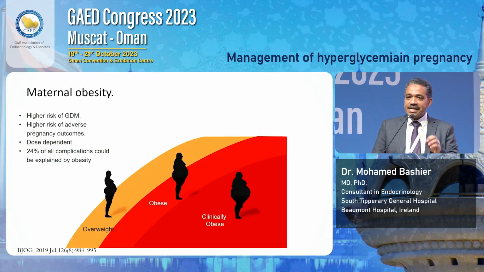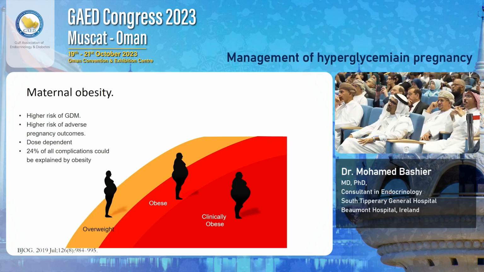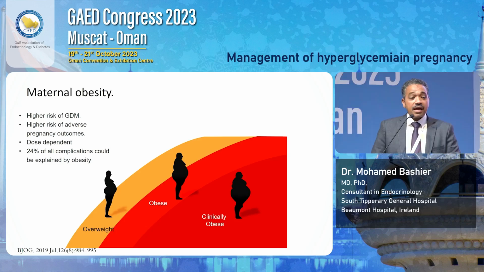So maternal obesity is the single biggest risk factor that increases the risk of gestational diabetes. And it actually increases the risk of all adverse pregnancy outcomes in a dose-dependent fashion. The higher the BMI, the higher the rates of complications. And a recent meta-analysis suggested that 24% of all pregnancy complications could be explained by pre-maternal obesity per se.